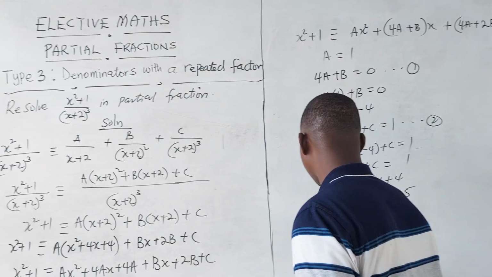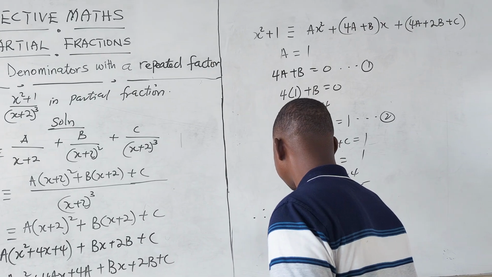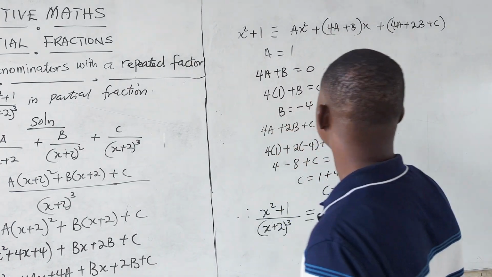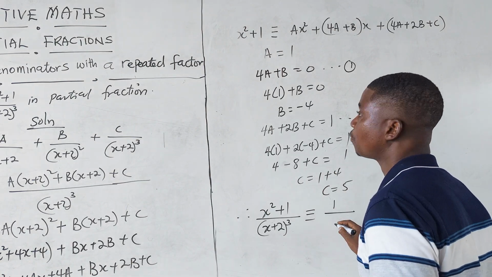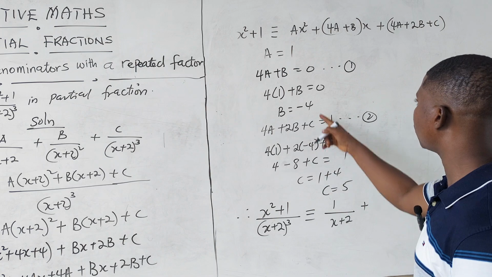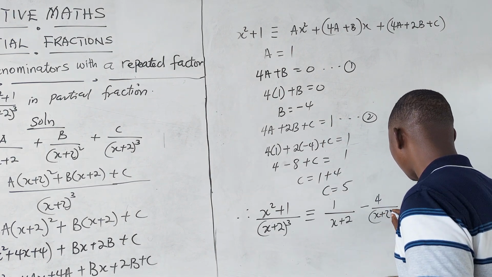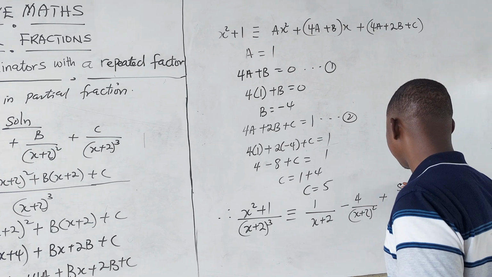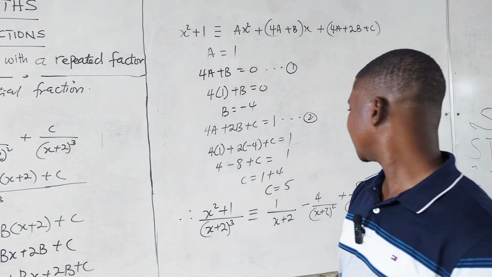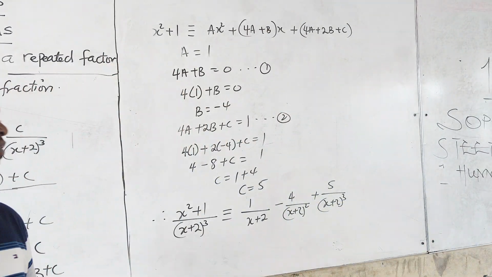So therefore, x squared plus 1 over x plus 2 all cubed is equivalent to our a is 1 out of x plus 2, plus our b is negative 4, so minus 4 over x plus 2 all squared, plus c is 5 over x plus 2 all cubed. And this gives us a solution to this question.